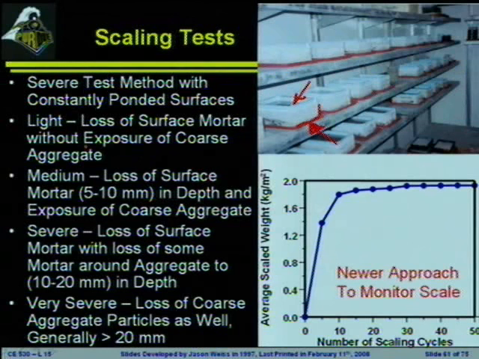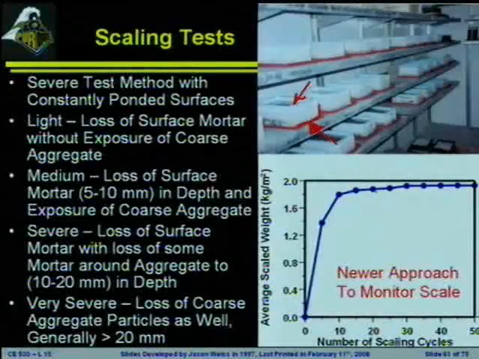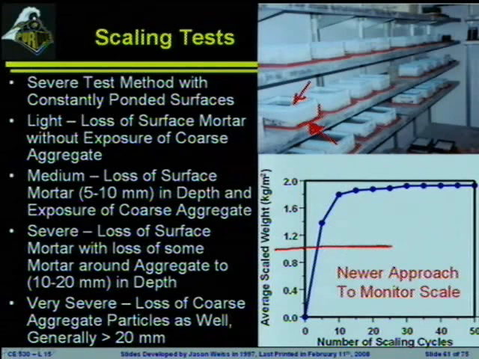So one of the things that people have tried to do is come up with a more quantifiable way to do this. One of the methods is to measure the scaled weight that comes off of these samples. So every 5 cycles, you collect the particles that are coming off of the surface, dry them out and weigh them, and then typically they'll set a limit. Usually the limit's about 1 kilogram per meter squared, 0.8 kilograms per meter squared, somewhere in here. Basically, if you're below that level, it's not much of a problem.